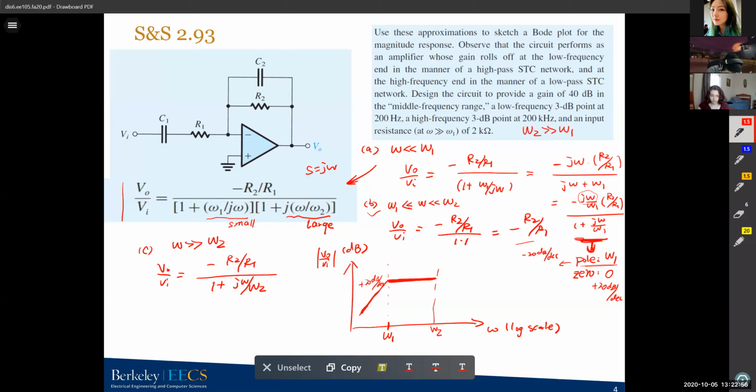Well, for the third case, for omega greater than omega 2, looking at this, there's no zero in the denominator, no j omega in the numerator, so no zero. Well, we have 1 plus j omega in the denominator. That means we have a pole at omega 2. So starting from omega 2, we'll have a negative 20 dB per decade slope. So this is how we draw the Bode plot, and this is how the Bode plots look for this circuit.